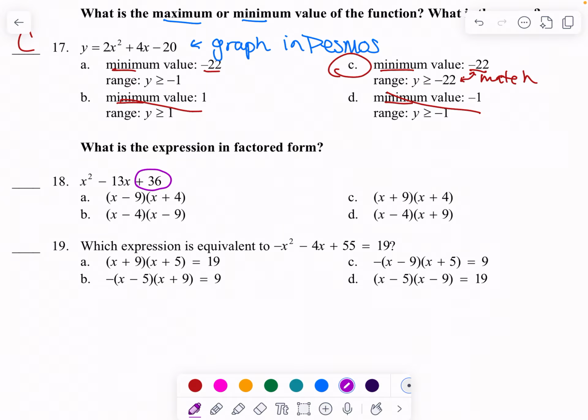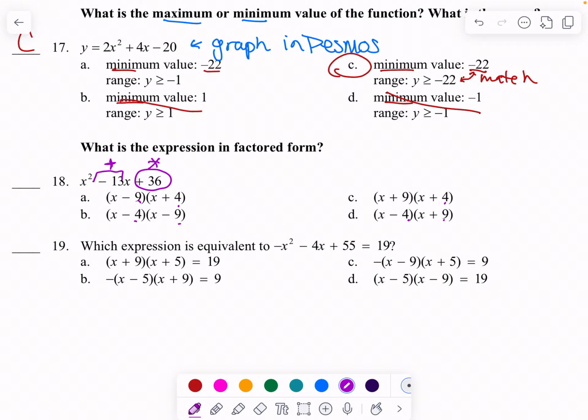Actually, when I'm looking at these numbers, I can see that I have 9 and 4, so I can see for sure that they want to have 9 and 4. So we want numbers that multiply to get to this number that add up to this number. Well, the only ones that are going to add up to that number, they both have to be negatives, so it'd have to be B.